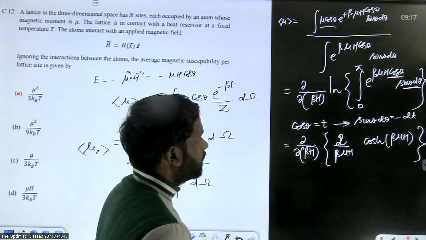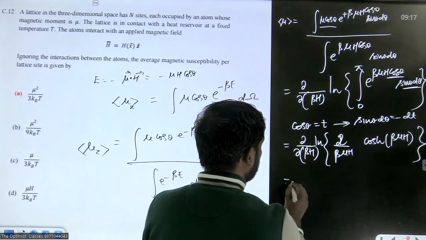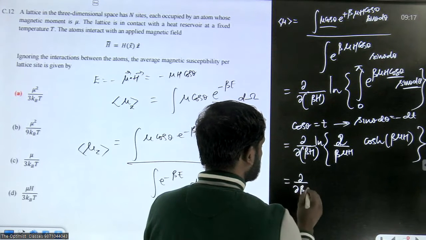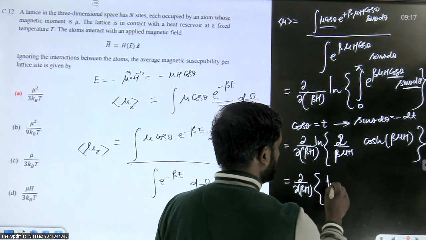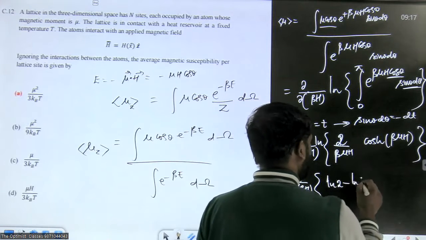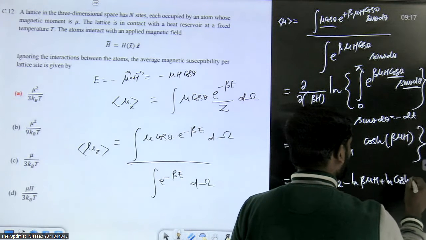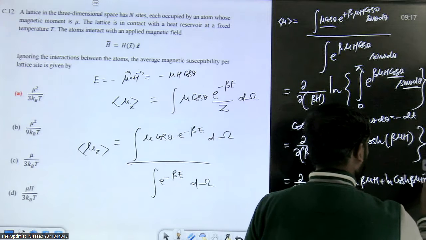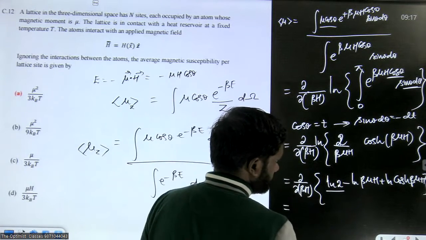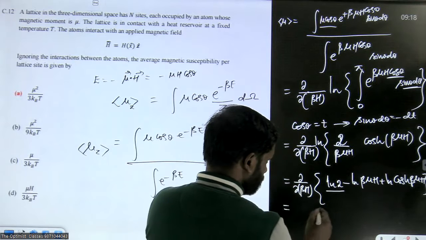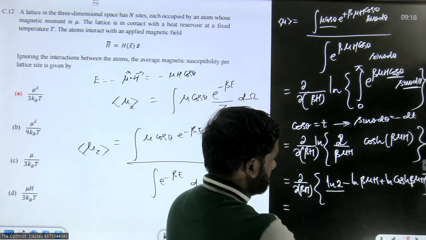Now we have to differentiate with respect to beta mu H. There is an ln term here, so we'll get d by d beta H. We are differentiating with respect to this, so we'll get these factors: ln 2 minus ln beta mu H plus ln cos hyperbolic beta mu H. So now when you differentiate, ln 2 becomes 0. Its differentiation with respect to beta mu H will give you 1 by beta mu H.